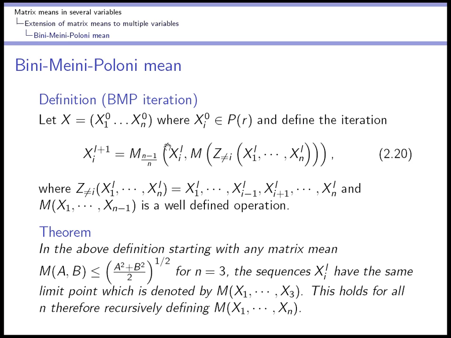But in the general case, we don't have this, although we have the following theorem: if we inductively define this M_n by extending first from the 2-variable one and going to 3 variables, and then using the 3-variable one and the 2-variable weighted one to have the 4-variable one, and so on, then these sequences will converge if the first mean is smaller than or equal to the square mean.